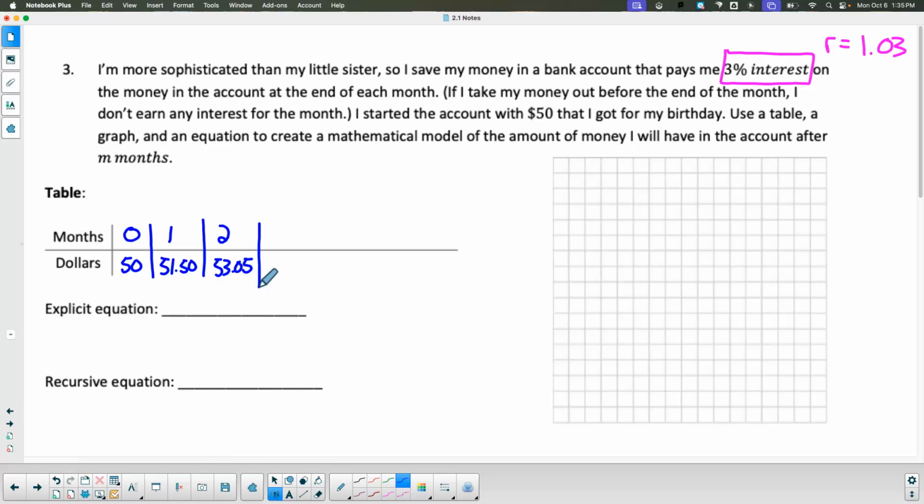Third month. 54.63? I go 54.64, right? Because we round up. 54.64. Fourth month. 56.27, 56.28, because it's a 5 after it, right?